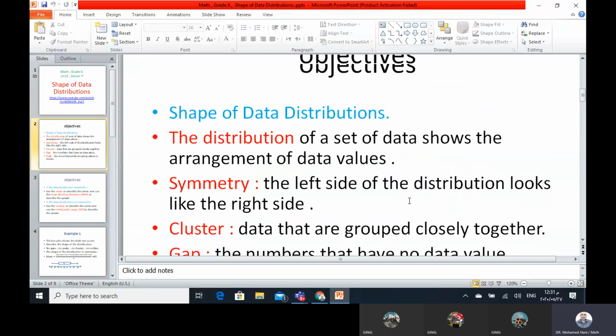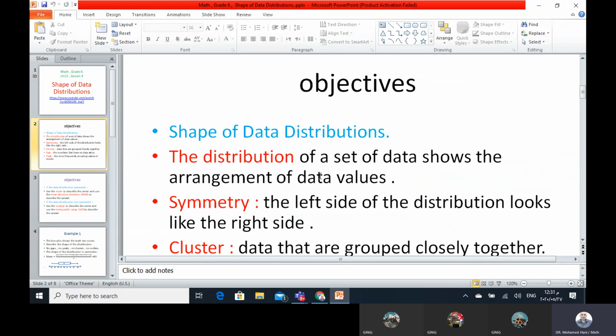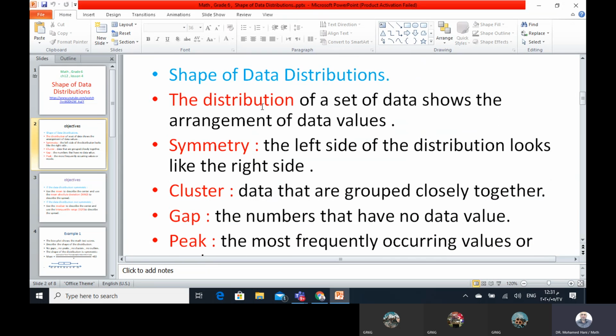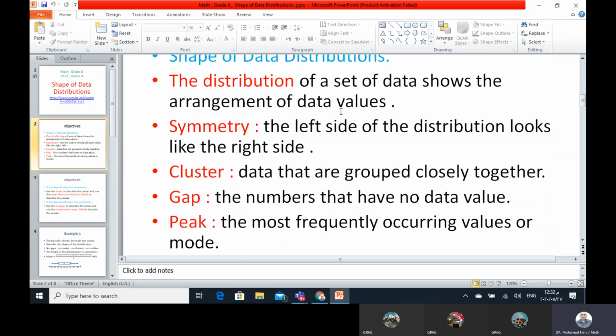So today we want to learn how to classify the shape of data distributions. What's the meaning of distribution? The distribution of a set of data shows the arrangement of data values. This is the meaning of distribution. What's the meaning of symmetry? The left side of the distribution looks like the right side.